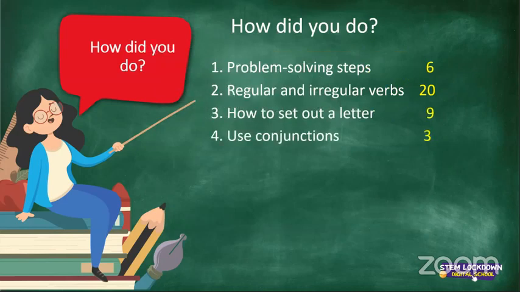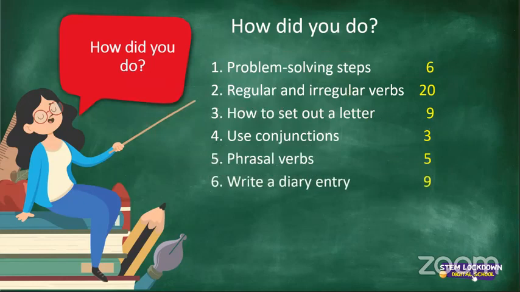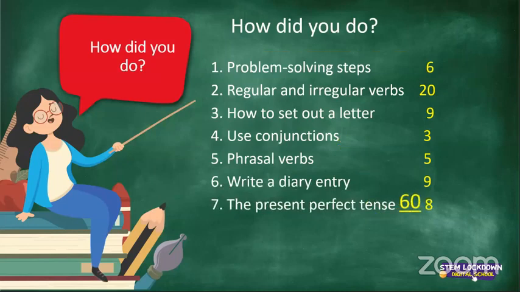The 3 conjunction sentences, there were 3 marks. Phrasal verbs had 5 marks. Write a diary had 9 marks. And the present perfect tense had 8 marks. So altogether there are 60 marks.